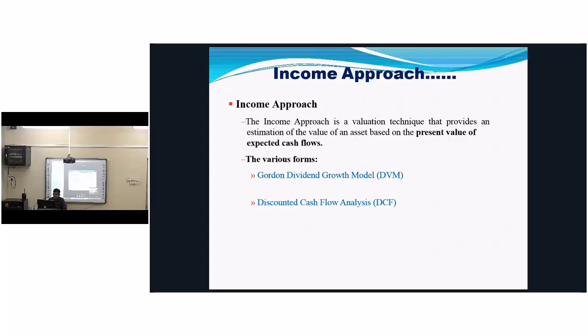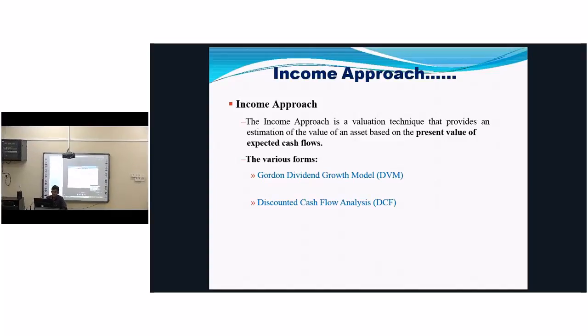Then we move to the income approach. The income approach is more advanced and accepted than the net asset value method because it considers the future cash flows of the business. So here what we do is identify the future cash flows of the business, find the present value of those future cash flows, and then try to understand the value of the business. In the income approach, we have mainly two models, that is the Gordon dividend growth model and the discounted cash flow method.